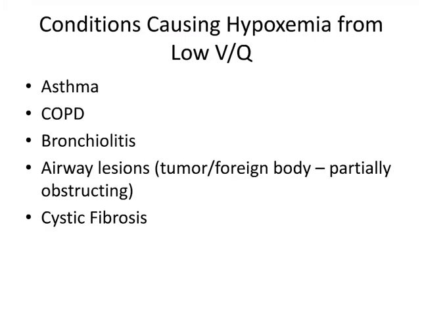Here's a list of conditions that are known for causing hypoxemia from low VQ mismatch. The common theme is obvious: airways obstruction. They include asthma, COPD, bronchiolitis, airways lesions such as tumor, foreign body, and cystic fibrosis.